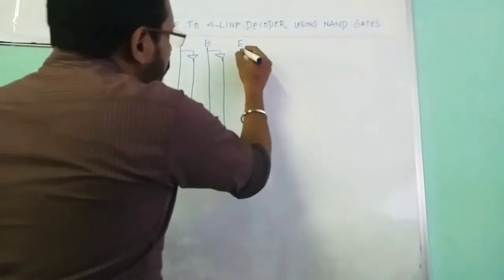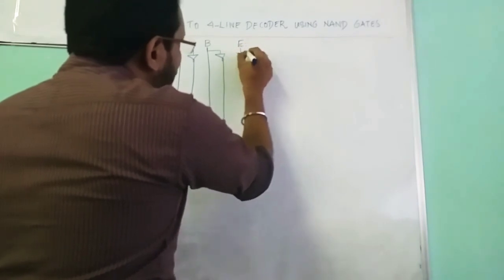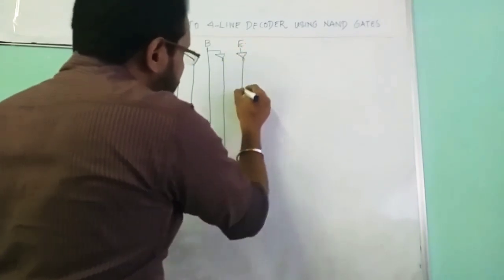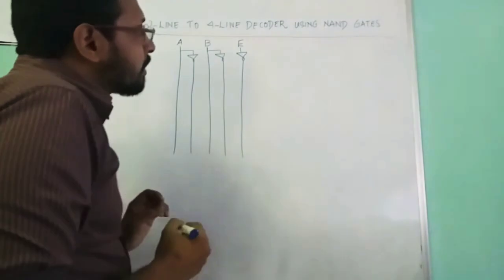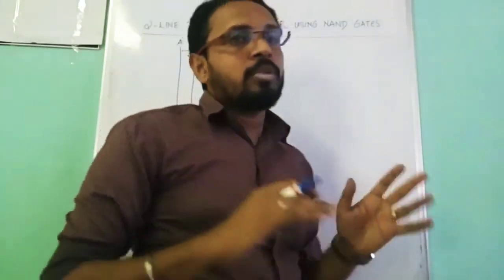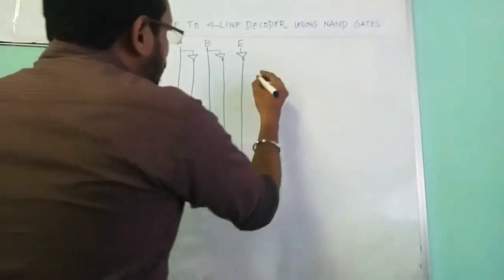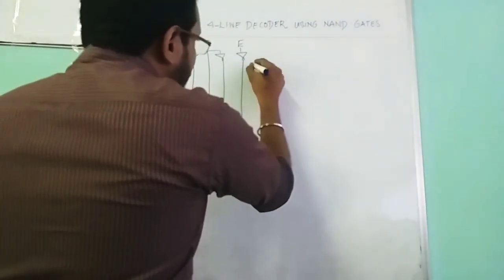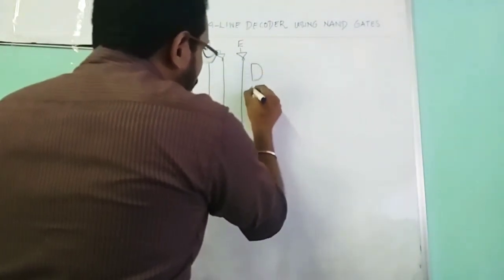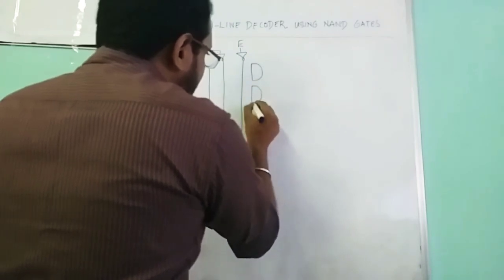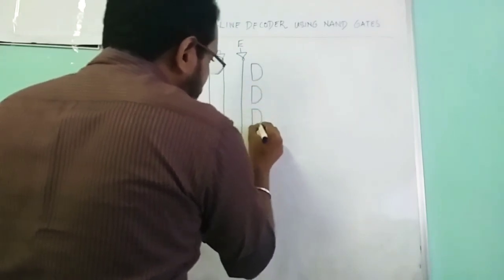Okay, so we have an enable pin. In textbooks you may find a figure like this. Some people may get confused in this particular case. I will draw it and explain where this confusion occurs. We will draw 4 NAND gates.